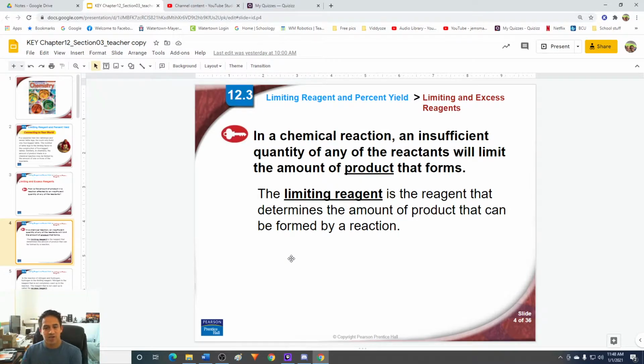Okay, so again, the limiting reactant is the material that is going to run out first. And when that material runs out, the reaction will stop. And the amount of product that you've made up to that point, that is the maximum amount that you can make, because no more product will be made anymore because your chemical reaction is no longer going to take place.